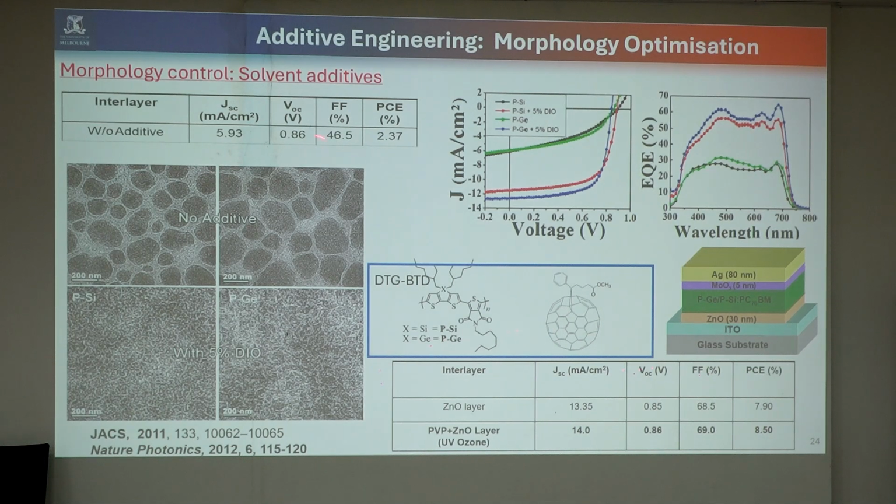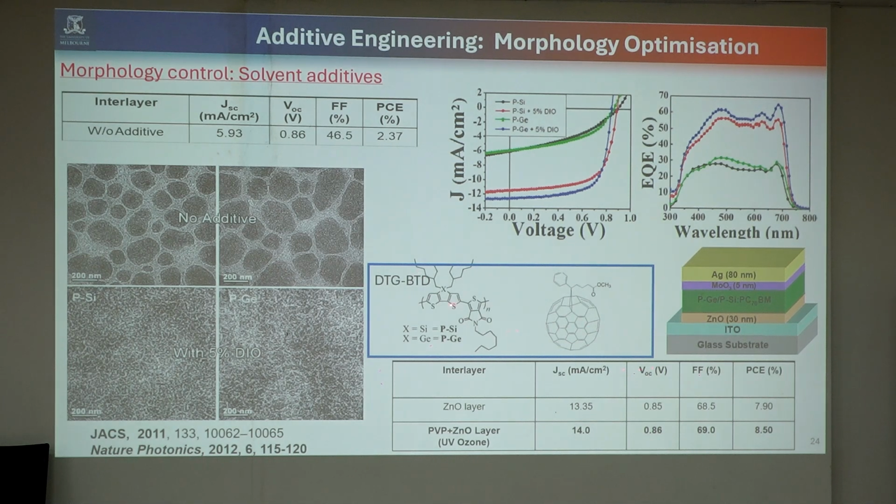Okay. So next thing is, so far we have seen solvent and vapor annealing. This is solvent additives. Solvent additive means, in this case, what we are adding is diiodooctane. Diiodooctane is a C12 chain with iodine at the end. This is one of the liquids. Actually it is the solvent diiodooctane. We add it in the active layer.